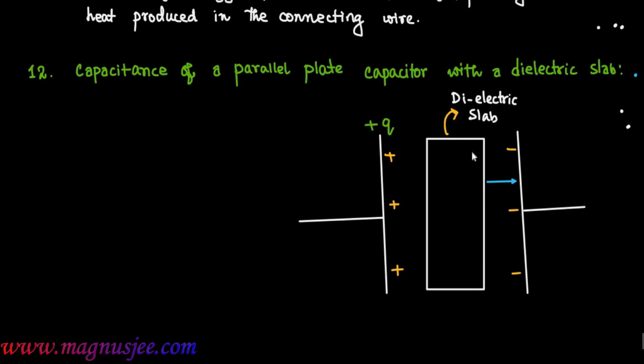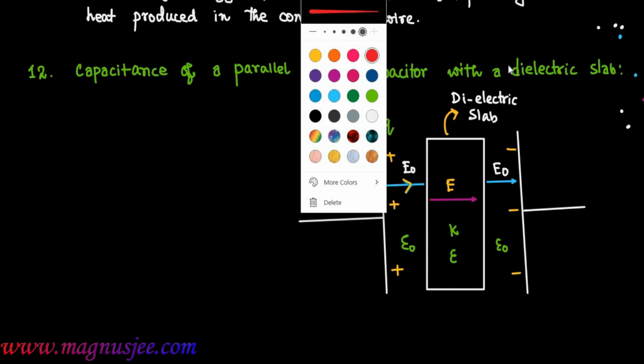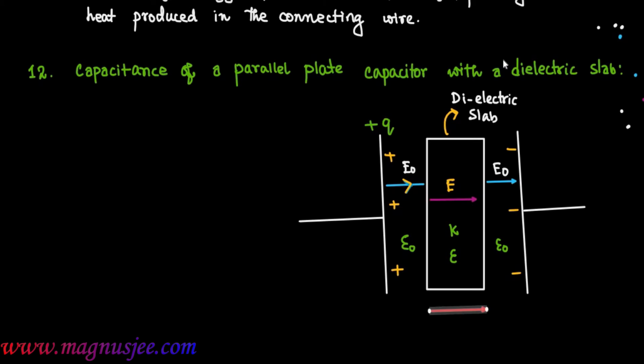Field intensity acting outside the dielectric slab is E0. That is the field intensity acting in vacuum. That means the medium between the two plates is vacuum, and field intensity acting in this vacuum is E0, and field intensity acting inside the dielectric slab is E. Dielectric constant is K, and epsilon is the permittivity of the dielectric slab, and epsilon 0 is the permittivity of vacuum outside the dielectric slab.